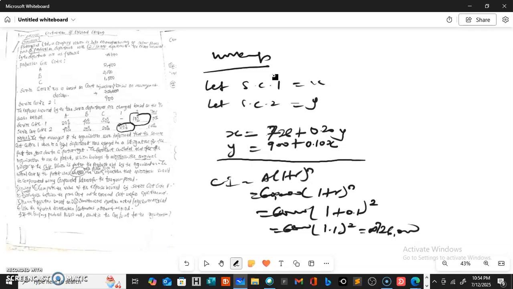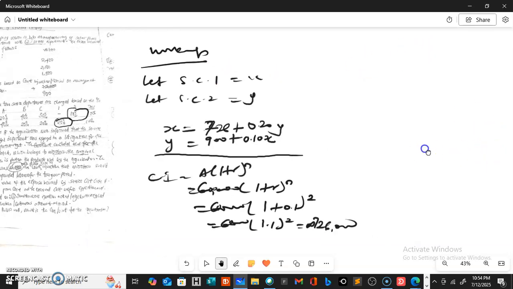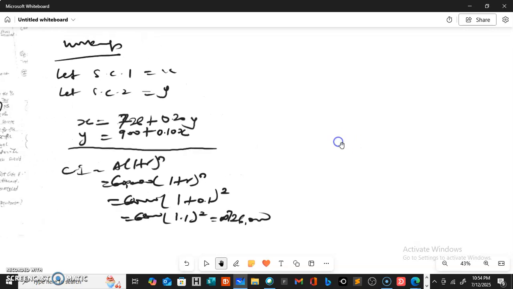So we are going to go ahead and rearrange this. So that's going to be x minus 0.20y equals 726, and y minus 0.10x equals 900. Okay, so let's go ahead.